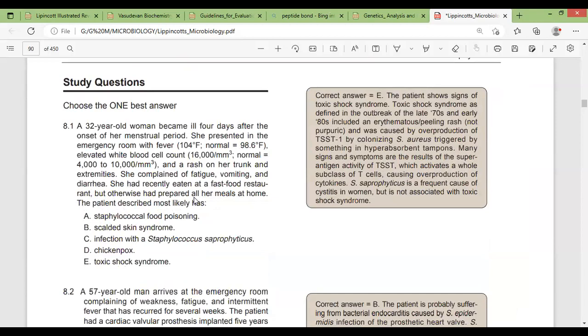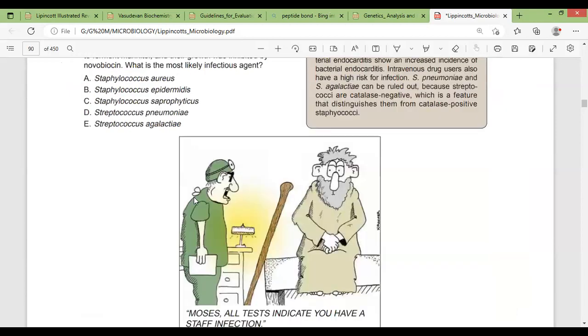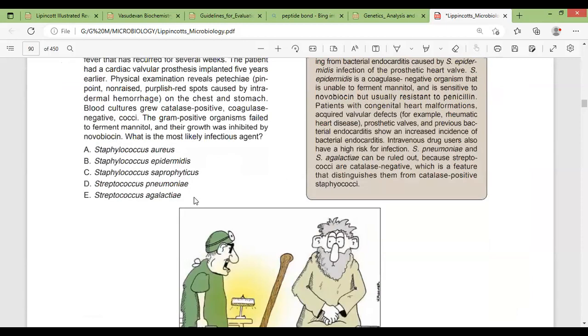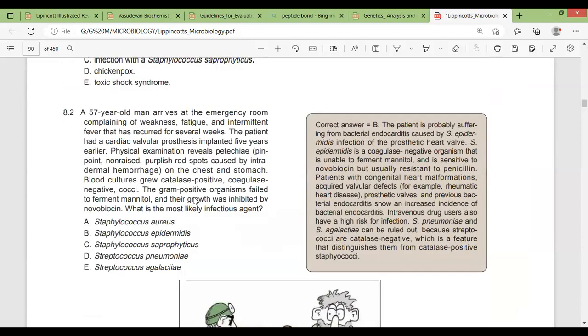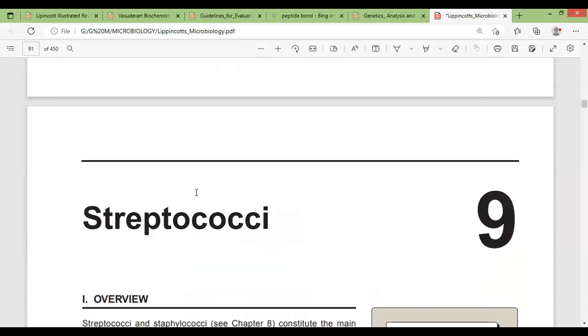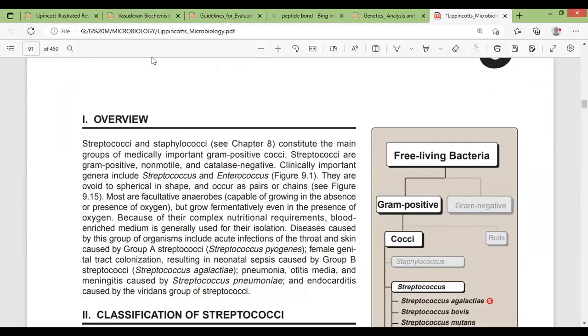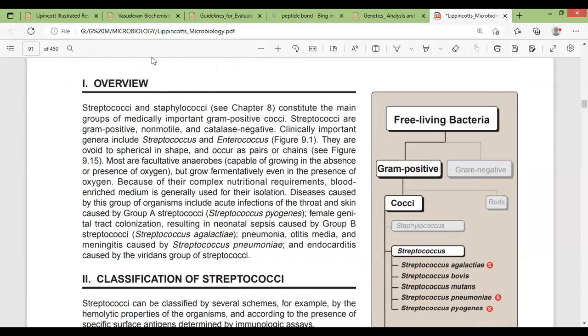Yeah, that is it. Unless someone has a question, we'll move to streptococci. No question because of time, we'll just move to streptococci.